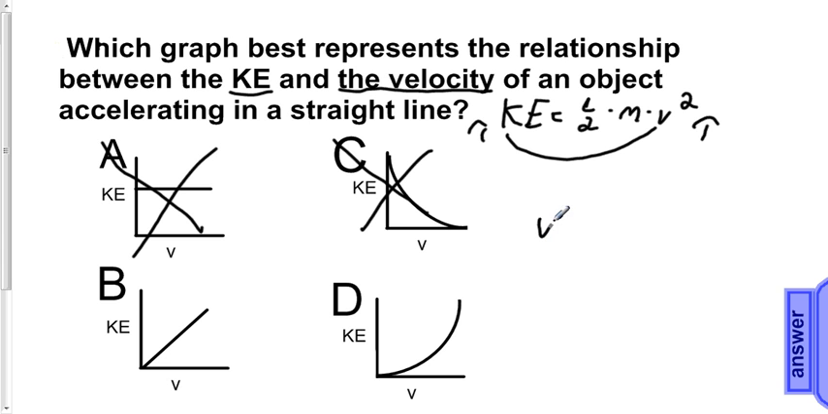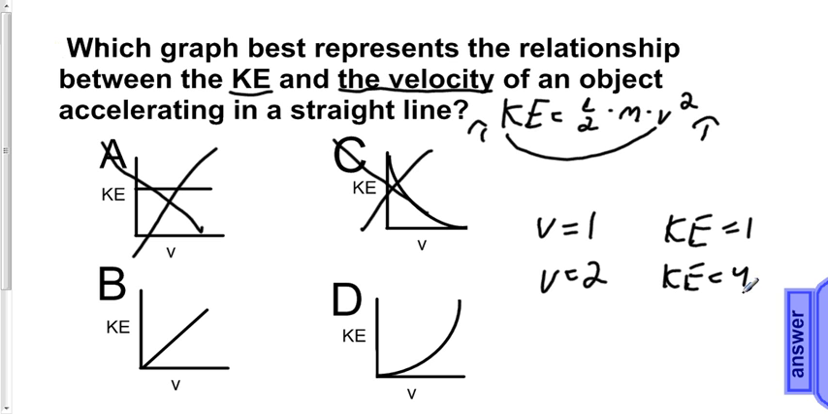If, for example, we have a velocity of 1, making the kinetic energy equal 1, then we get a velocity of 2, kinetic energy will equal 4. This is because kinetic energy has velocity squared in it. Next, if we have a velocity of 3, then kinetic energy must equal 9, because 3 squared is 9.